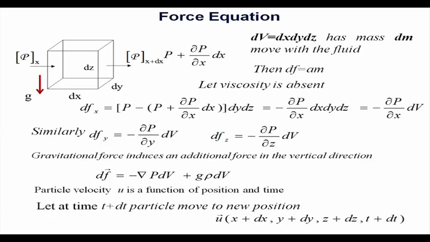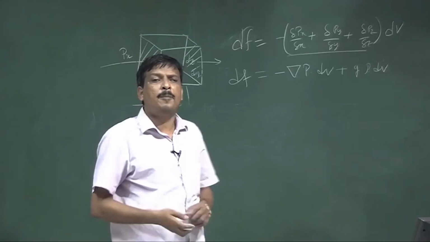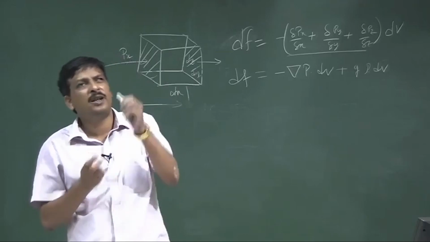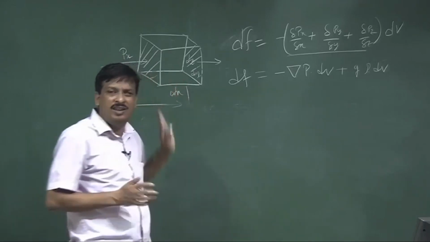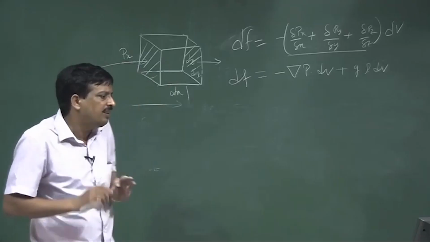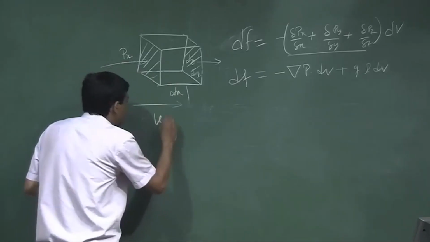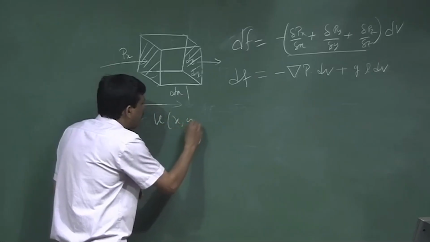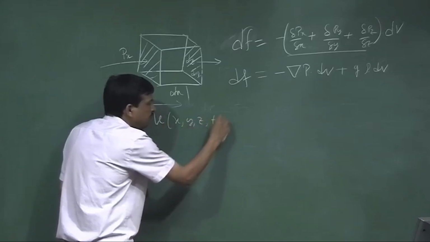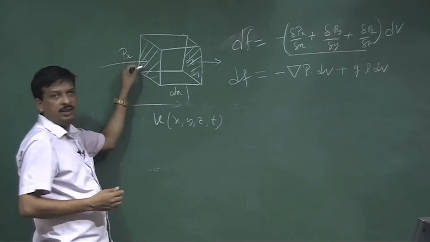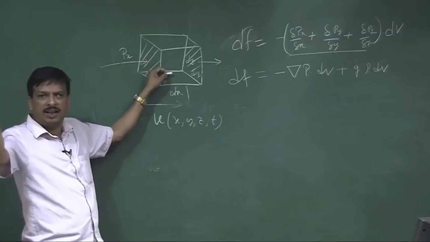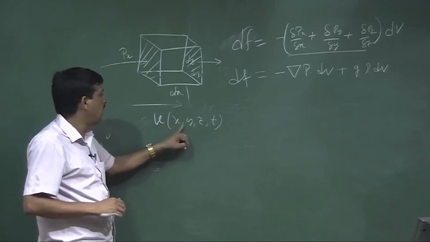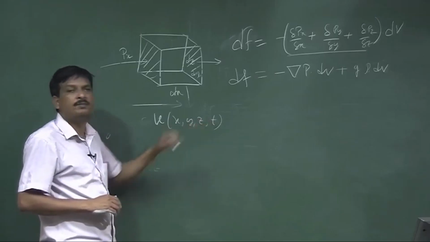Now, if I apply a force on a particle, what will happen? The particle will move, so I expect a particle velocity. Let the particle velocity be u, in all three directions. So, u is a function of x, y, z and t. Particle velocity can vary with the position of the particle and also with time.